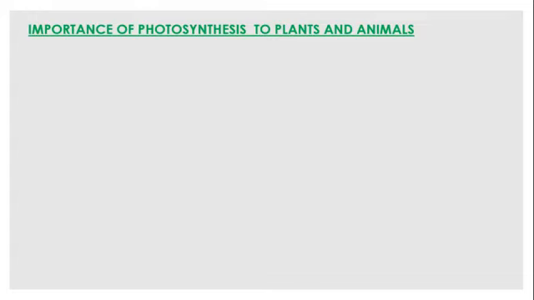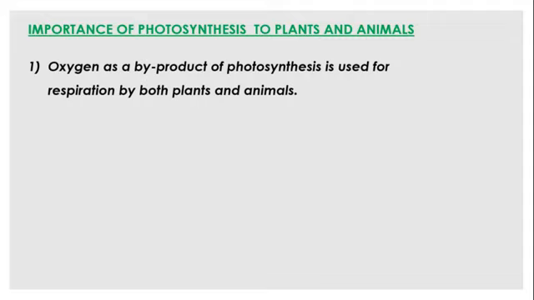If that is the case, then let's identify the first importance of photosynthesis to plants and animals. Good. So the first one, you are saying that oxygen as a byproduct of photosynthesis is used for respiration by both plants and animals. So let's take note of that. Now let's move on to the second one.